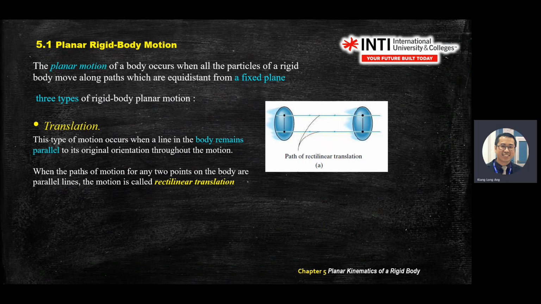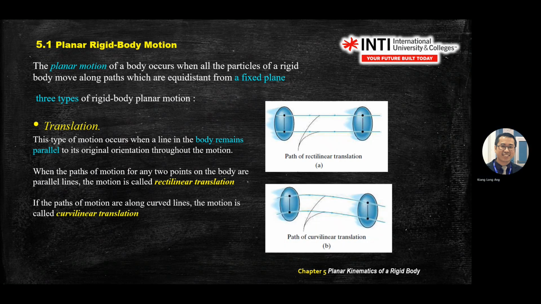First, translation. Translation is what you've seen on the screen here. Let's say this is a rigid body. You take 2 points on the body, before and after, and you join the line together. The pathway moves in a straight line. This is a linear or rectilinear motion. This motion you learned in chapter 1, but now you are looking at it as a rigid body.